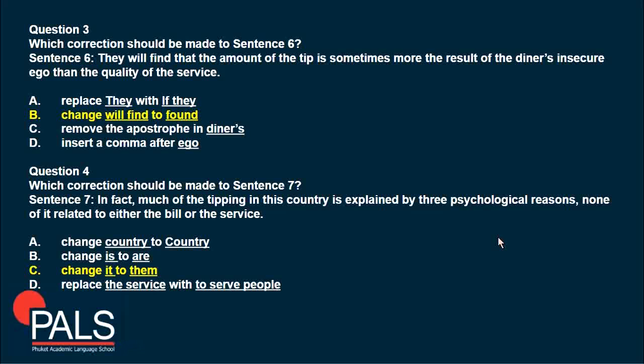Why? Why "found," not "will"? The verb should be in past tense, not future tense, because we want to match the tense of the verb in the rest of the paragraph. So they found that the amount of tip is sometimes more the result of the diner's insecure ego than the quality of service. Okay, we're talking about an event that happened already. So letter B is the best option.